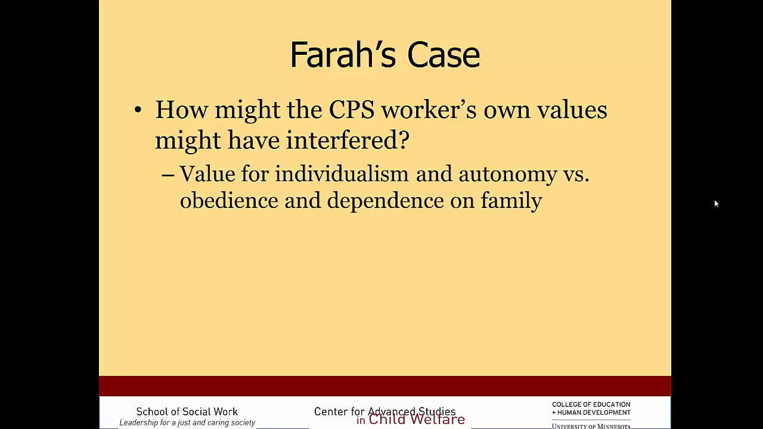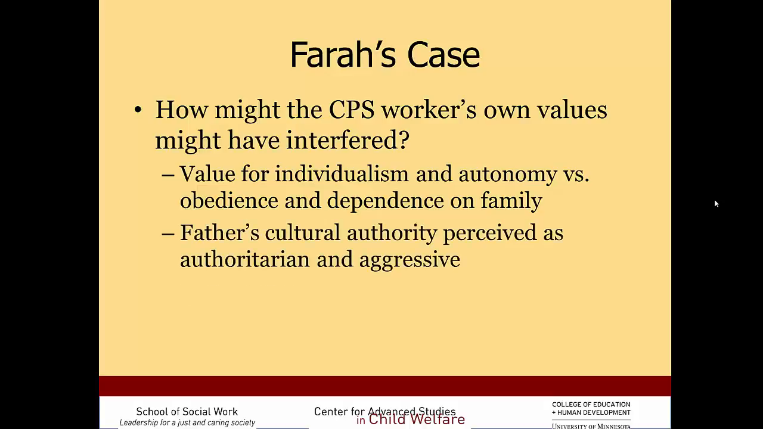The authors of this vignette point out that the CPS workers' values of individualism and autonomy may have conflicted with the family's value for obedience of children and a more communal understanding of dependence on one's family. Second, the CPS professional interpreted Farah's father's cultural authority as authoritarian and aggressive, whereas this behavior was appropriate within Farah's cultural context. Other areas where norms and values differed between Farah's home culture and the culture of the CPS worker include values around gender norms and religious values.